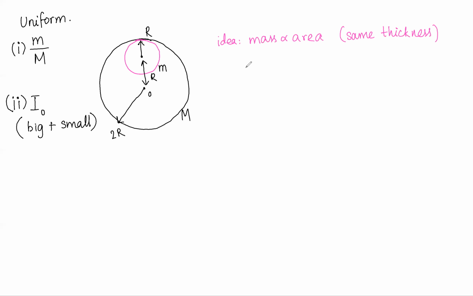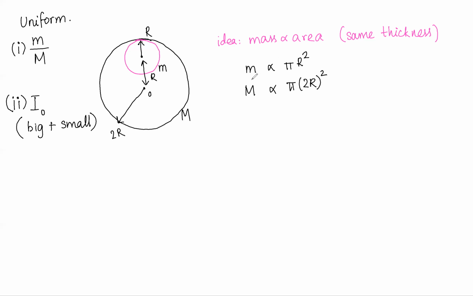So we can write for the smaller disk, m is proportional to pi r squared. What is the area of a circle? Pi r squared. A disk is basically a circle, right? So the area is equal to pi r squared. Now for the bigger one, that is 2r. So we can write capital M is proportional to pi into (2r) squared.